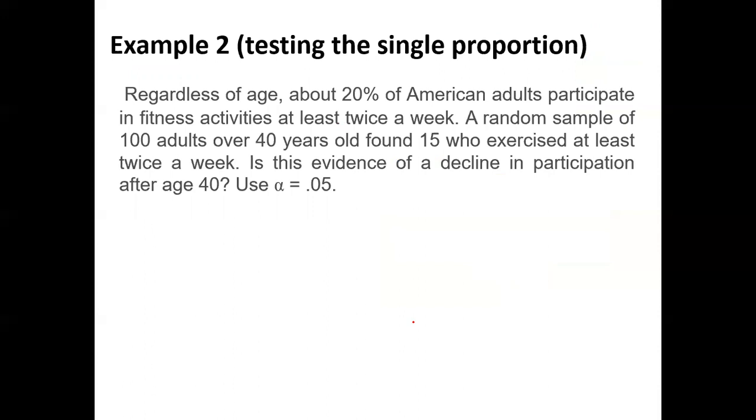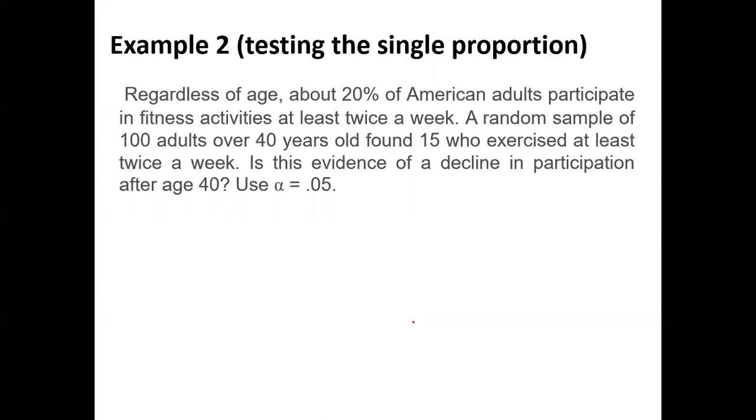Regardless of age, about 20% of American adults participate in fitness activities at least twice a week. A random sample of 100 adults over 40 years old found 15 who exercise at least twice a week. Is this evidence of a decline in participation after age 40? Use alpha equal to 0.05.